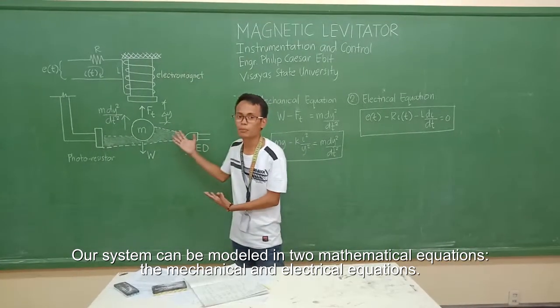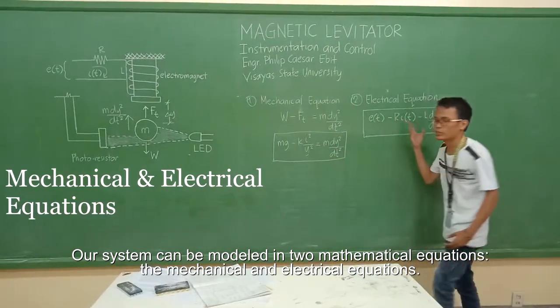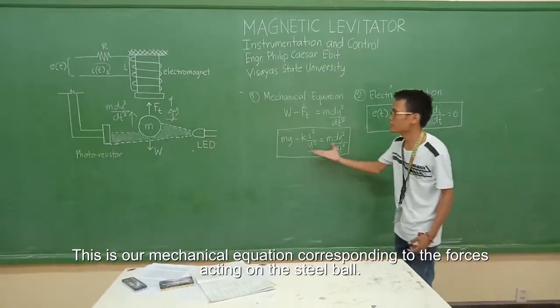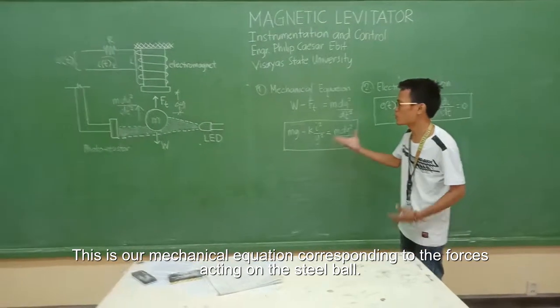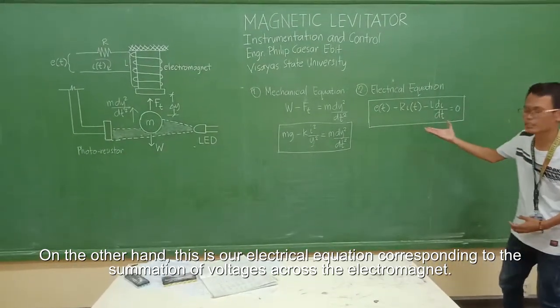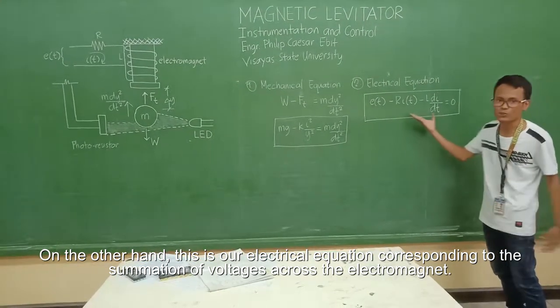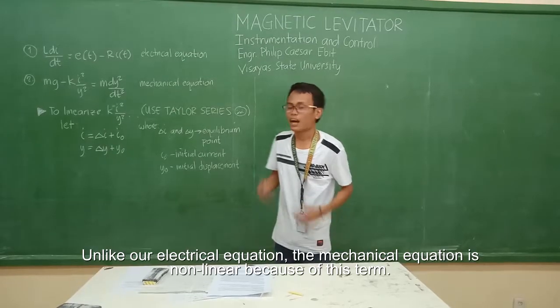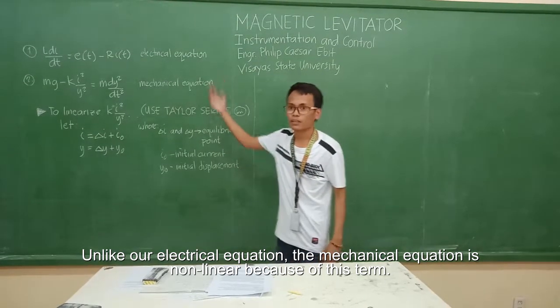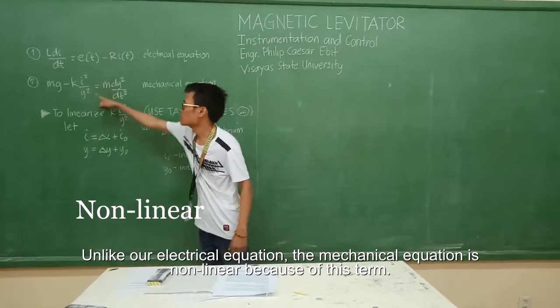Our system can be modeled in two mathematical equations, the mechanical and electrical equations. This is our mechanical equation corresponding to the forces acting on the steel ball. On the other hand, this is our electrical equation corresponding to the summation of voltages across the electromagnet. Unlike our electrical equation, the mechanical equation is non-linear because of this term.